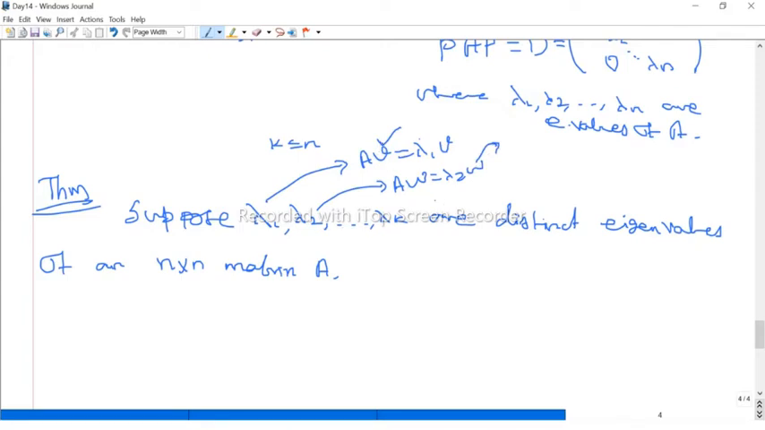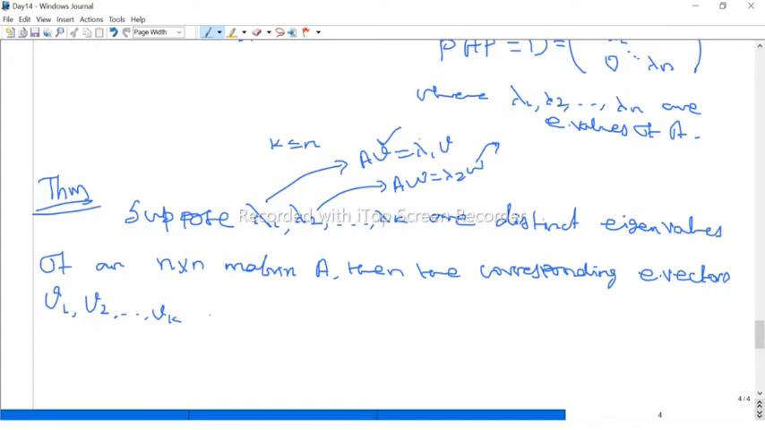So these eigenvectors are linearly independent. If you take distinct eigenvalues, then the corresponding eigenvectors are linearly independent. Let's give them names: v1 is an eigenvector for lambda 1, v2 is an eigenvector corresponding to lambda 2, and so on, vk is an eigenvector corresponding to lambda k. These are linearly independent. If you take distinct eigenvalues, the corresponding eigenvectors should be linearly independent.